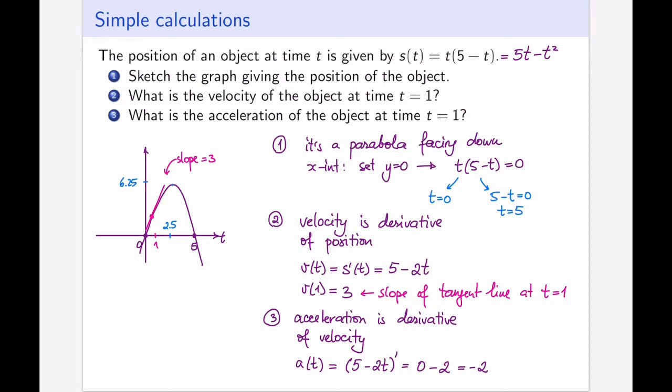The position is changing, the velocity is changing according to their own respective formulas, but the acceleration remains constant at negative 2. And that is totally allowed. It can be constant, it can be a function in and of itself that depends on time, but in this case, it's actually constant.